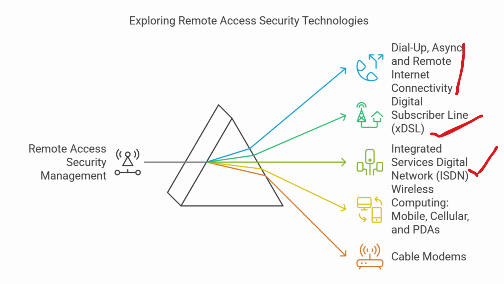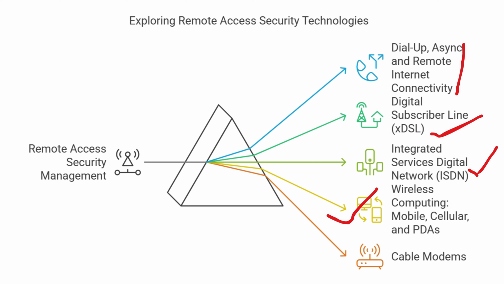Integrated Services Digital Network, ISDN, is another older technology that allows digital transmission of voice and data over telephone networks. It was popular before broadband became widespread. Security risks of ISDN include eavesdropping on digital transmissions, man-in-the-middle attacks, and weak authentication mechanisms. Since ISDN is rarely used today, security professionals should ensure it is phased out in favor of more secure modern technologies.